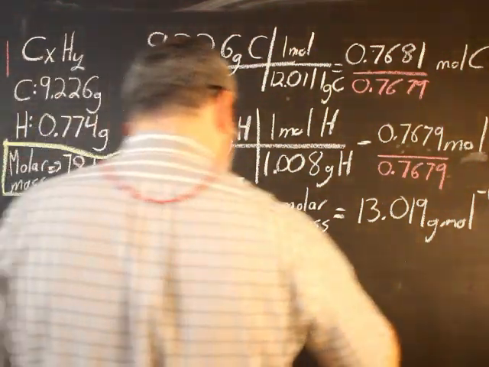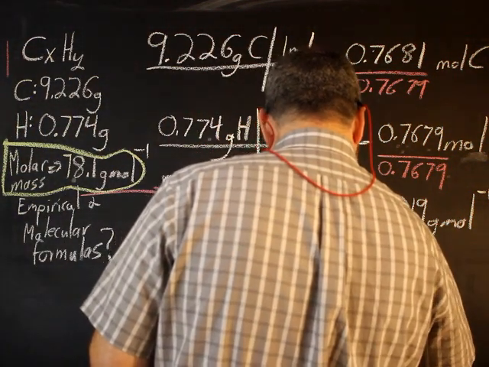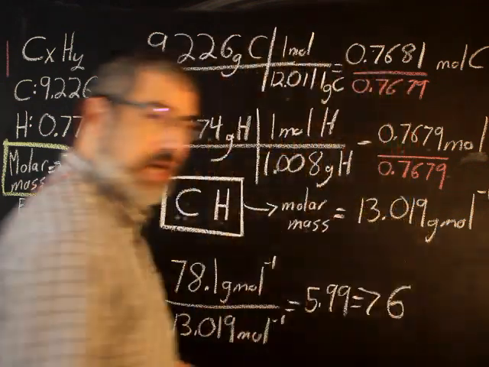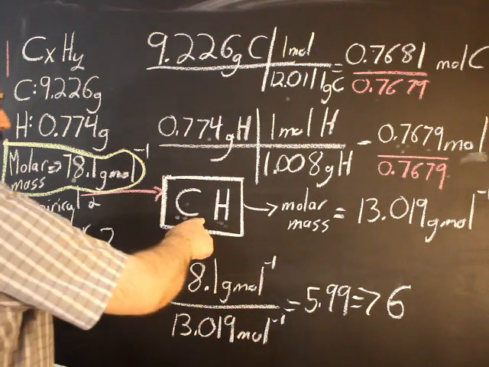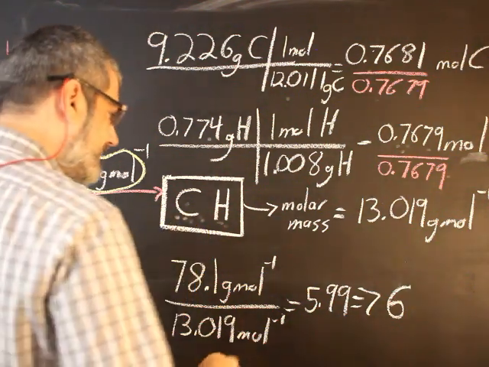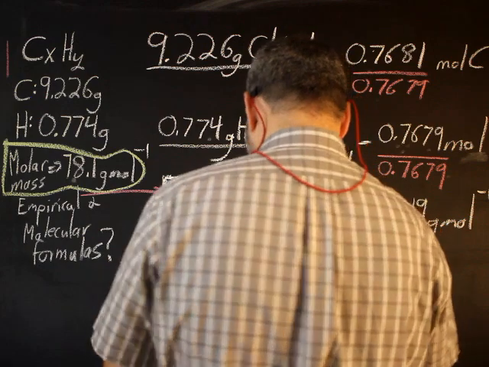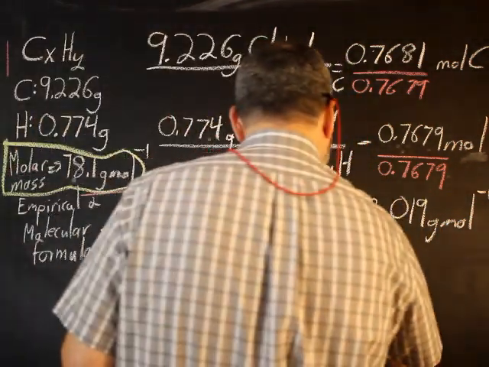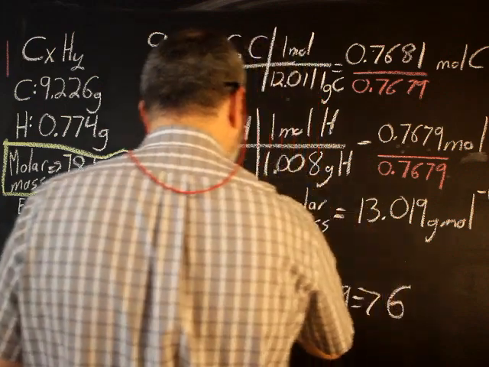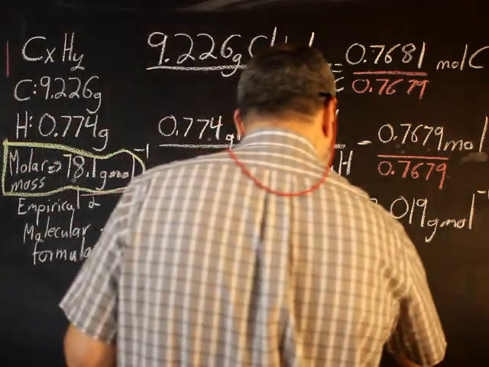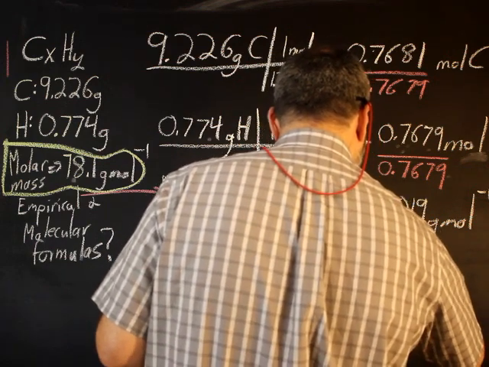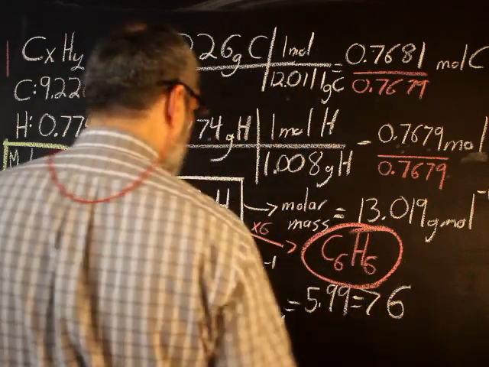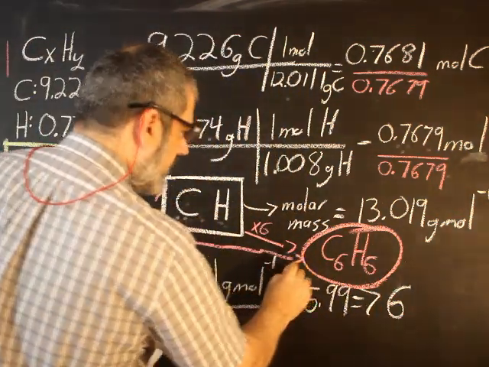So when we find this ratio, this comes out to be basically 5.99. So we round that obviously to 6 because it has to be a whole number ratio. So our molecular formula is going to be this times 6. So we multiply this by 6, which is C6H6. So that is my molecular formula.